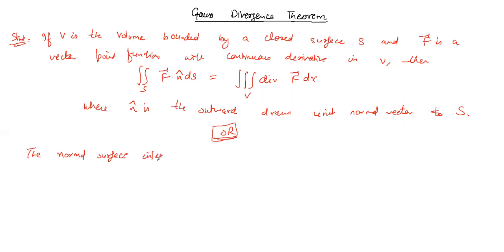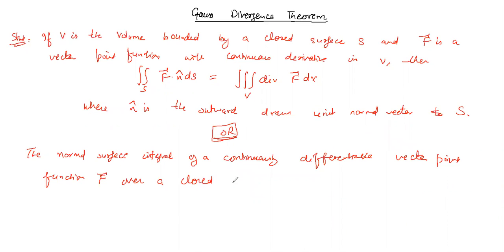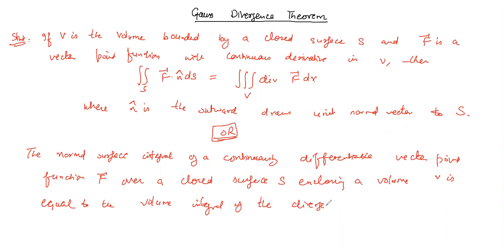And of course there is a second statement for it, that is, the normal surface integral of a continuously differentiable vector point function F vector over a closed surface S enclosing a volume V is equal to the volume integral of the divergence of F taken over the volume V. So these are the two statements for the Gauss divergence theorem.